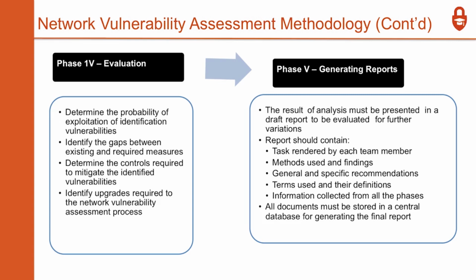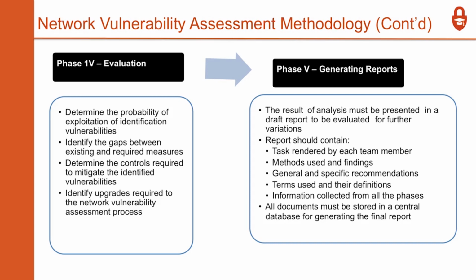So you've got some vulnerabilities. What do they need to do to prevent it? What's the cheapest thing, the path of least resistance they need to follow to get that thing remedied? And then you want to identify upgrades required to the network vulnerability assessment process. So what do they need to do to prevent some of this stuff in the future, right? That's what they're getting at there. And then phase 5, generating reports.